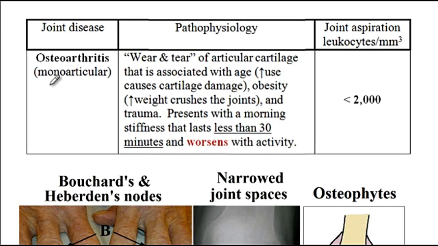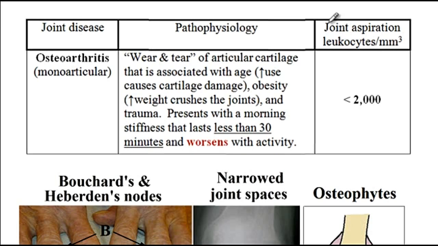It's important for you to know that rheumatoid arthritis also presents with morning stiffness, but with rheumatoid arthritis, the morning stiffness lasts more than 30 minutes and then it improves with activity. So with osteoarthritis, morning stiffness is less than 30 minutes and worsens with activity. And so that's one feature that can help you to distinguish osteoarthritis from rheumatoid arthritis.